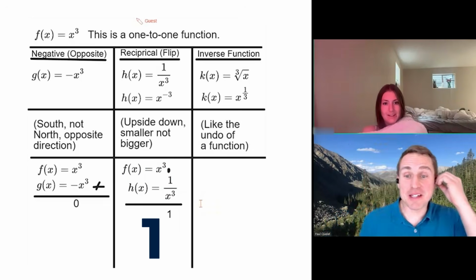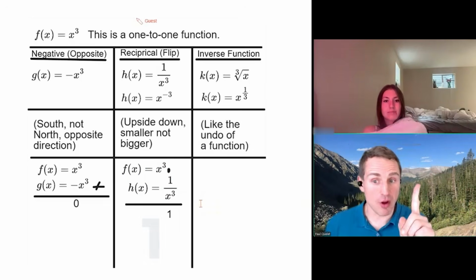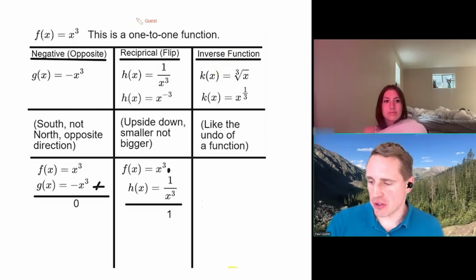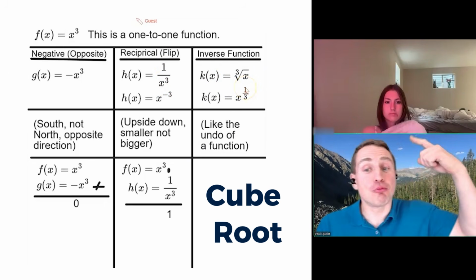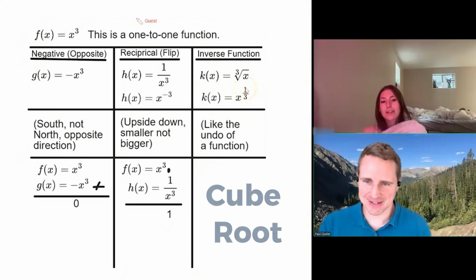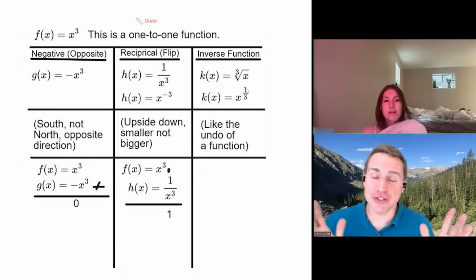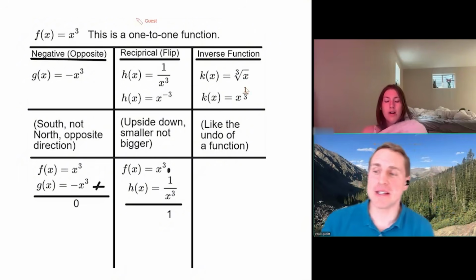Yeah, 1, because something times its reciprocal is 1. Last thing, the inverse function. The inverse function is like saying this. Instead of 1 over x cubed or negative x cubed, it's the cube root of x. That sounds different, but it also means something different. That's why it's the inverse function.